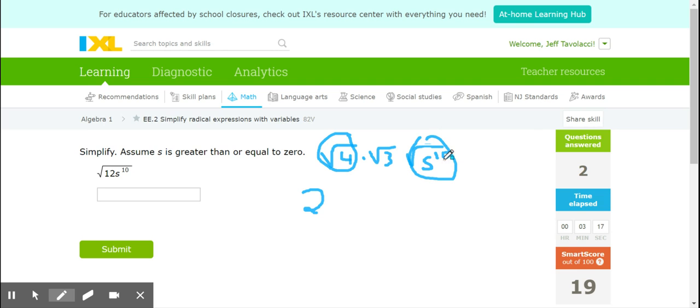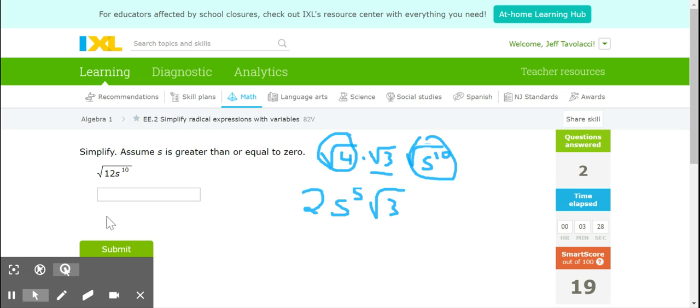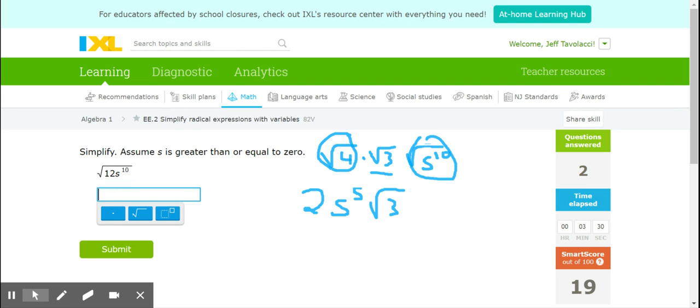Square root of s to the 10th, 10 divided by 2 is 5. So s to the 5th is going to be the square root. This we can't take the square root of, so it stays on the end. So our simplified answer is going to be 2s to the 5th power square root 3.